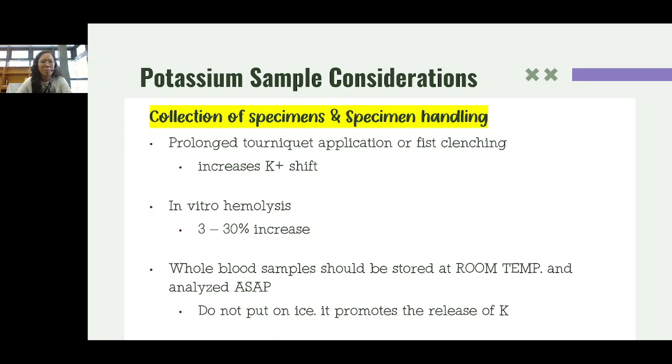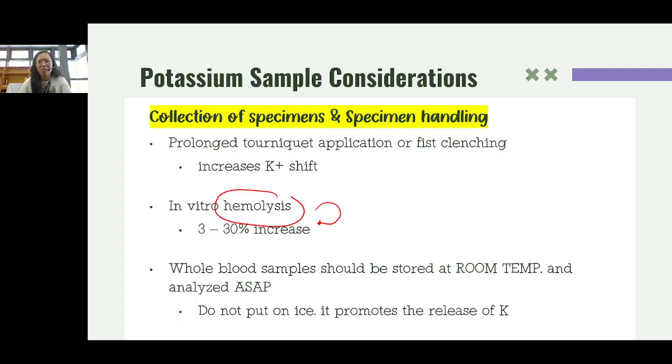So next, prolonged tourniquet application or fist clenching could increase your potassium, as there will be a shift in the volume of your substances. And if there is hemolysis, take note, hemolysis means there is destruction of your red blood cells, thus releasing your potassium and further increasing its amount.